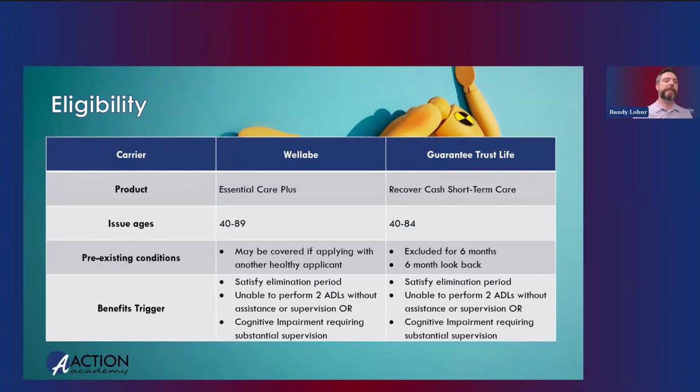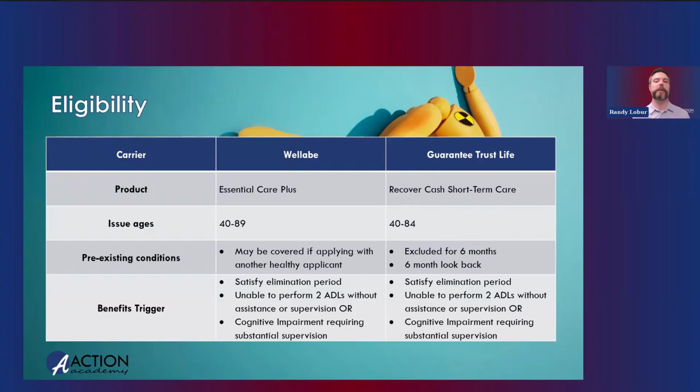However, if you happen to be selling to a couple, a pair of spouses, and one of the spouses is in generally good health while the other is not, they may get coverage, or better coverage, so to speak, if they have another healthy applicant on that application. So that is something to keep in mind. Wellaby will offset some of that risk by taking on some good risk on their books here.